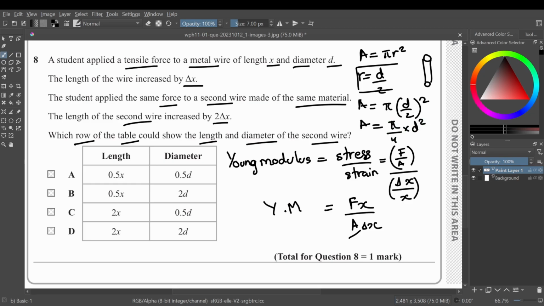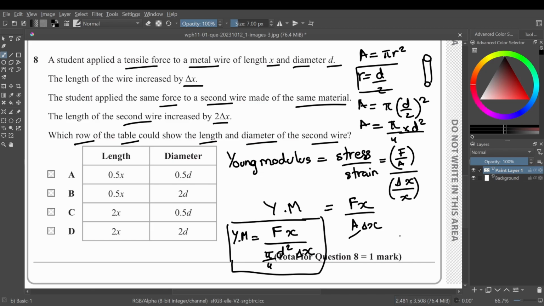times d square, right? So now what we need to do is input area over here, so it will become Young modulus is equal to F x by area, which is pi by 4, my bad, let me erase it, pi by 4 d square, and delta x, right? So this is your Young modulus, pi by 4 d squared delta x.